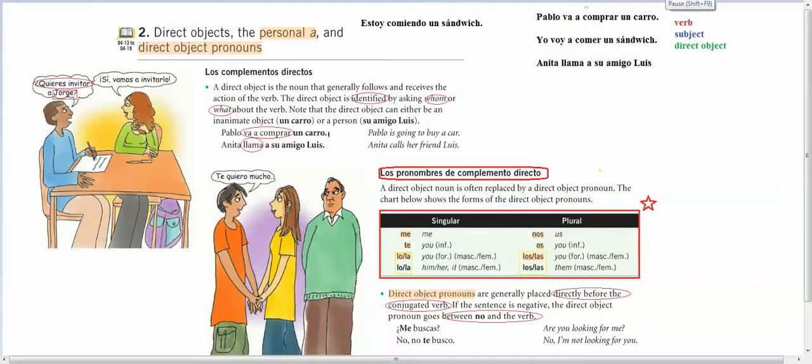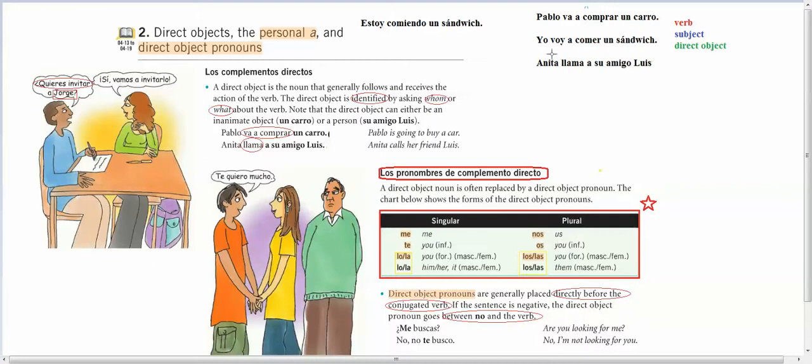Okay, so I'm going to go ahead and talk about direct object pronouns. And in order to talk about direct object pronouns, again, I have to talk about the direct object. What we're going to do with the pronoun is, for example, in this first sentence, I've got Pablo va a comprar un carro. Well, when we use a direct object pronoun, what we'll be able to say in place of that, instead of saying Pablo's going to buy a car, is he's going to buy it.